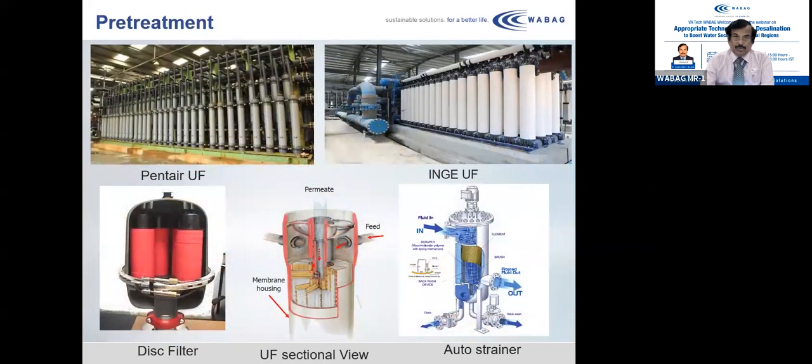Then comes the more advanced UF ultrafiltration and microfiltration systems. The one you see on the top left is Pentair's ultrafiltration system in the 110 MLD Nemmeli desalination plant. The one on the right is an Inge ultrafiltration system with membranes in one of our plants, because we have multiple plants with this Inge arrangement.